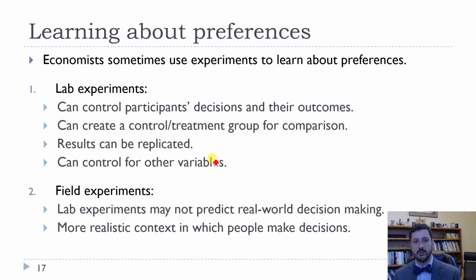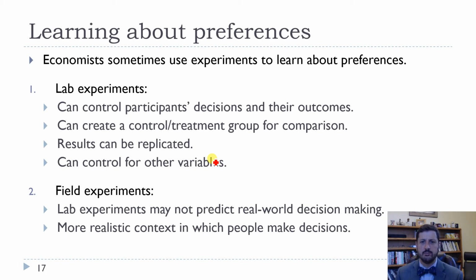But the problem with lab experiments is that they are not usually very realistic, because usually the payoffs are low. It's not a real world environment. And so a lot of economists look at lab experiments and say, well, that's interesting, but what do we know about what people will actually do in the long run?